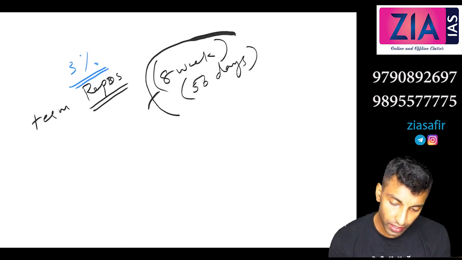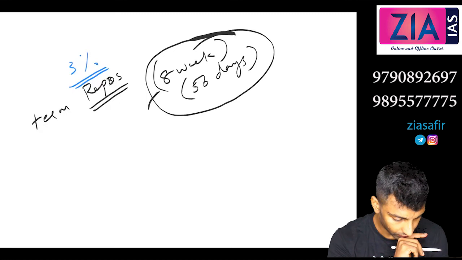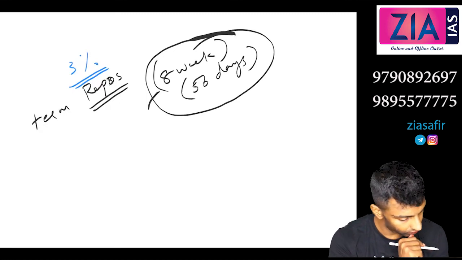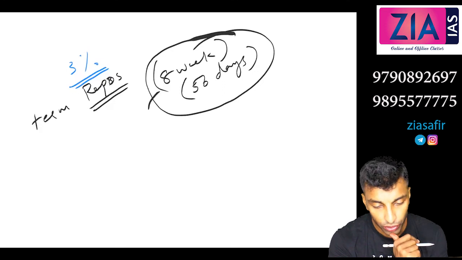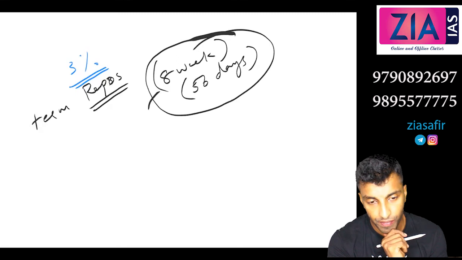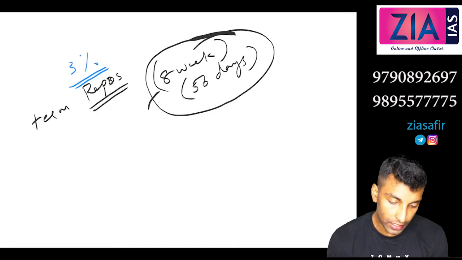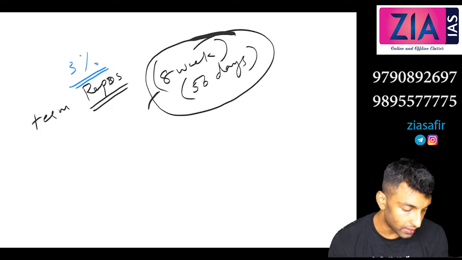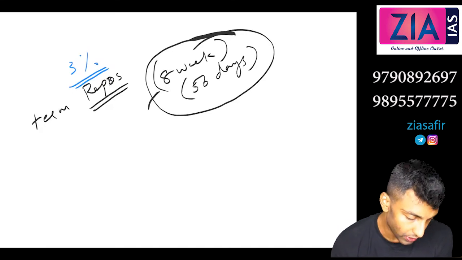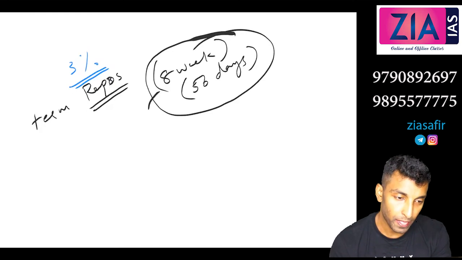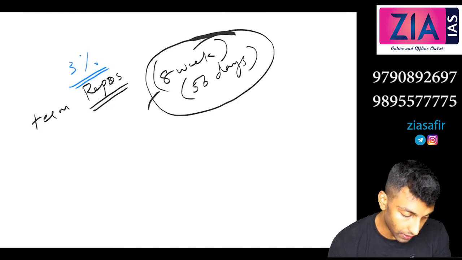Interest will be more where? Here or there? Or both will be same? Interest rate will be same for both? So I think in short term the interest will be more. See, in short term interest is less, long term interest is actually more. You are getting more flexibility. Whenever you are getting more flexibility, you have to pay more. Okay, so here it will be more.